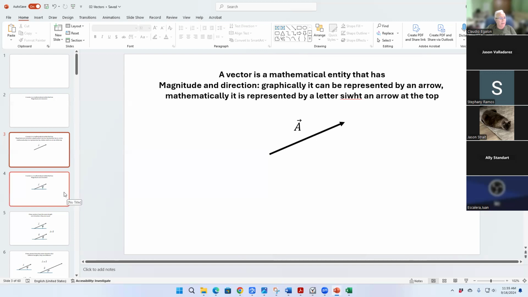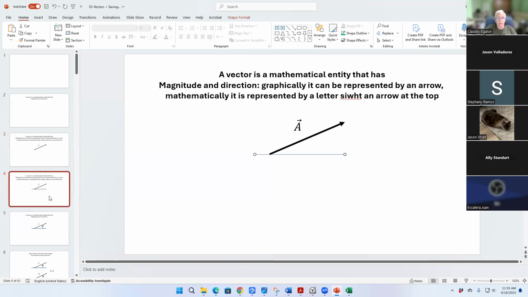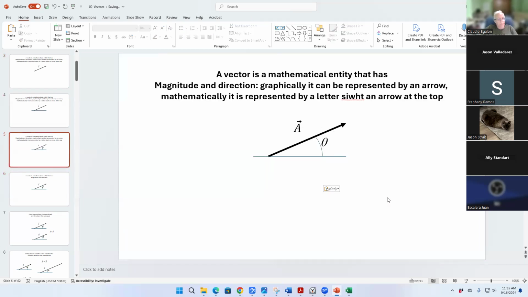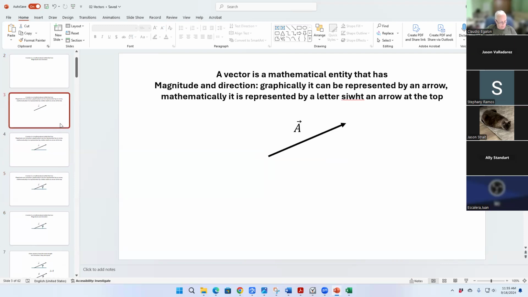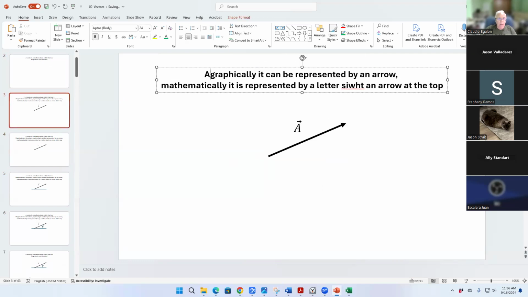Okay. In the next slide, I'm going to put a direction, horizontal direction, and I'm going to denote this direction with an angle. Okay? So playing the movie again, right? Here you go, arrow. I'm gonna break down into two slides, okay? A vector is a mathematical entity that has magnitude and direction, okay? Graphically, a vector is represented by an arrow.